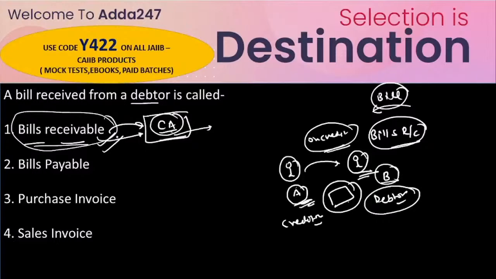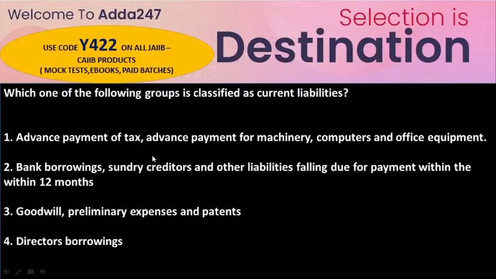Next question. We have to find out which one of the following groups is classified as current liabilities. So current liabilities are known as liabilities. Does anyone know about current liabilities? Can you tell me what we understand by current liabilities?